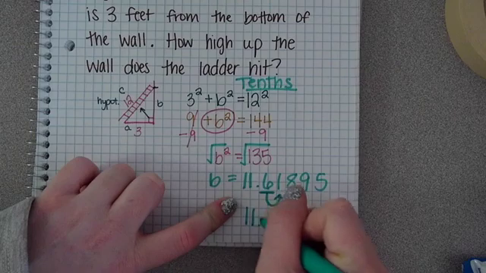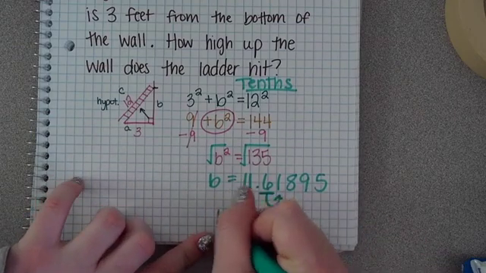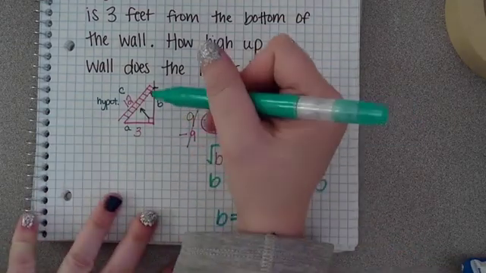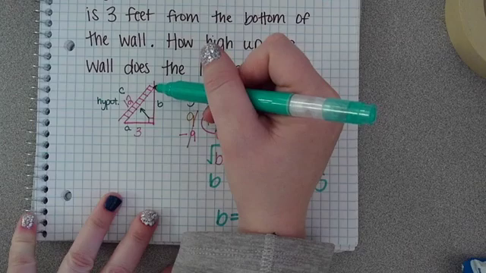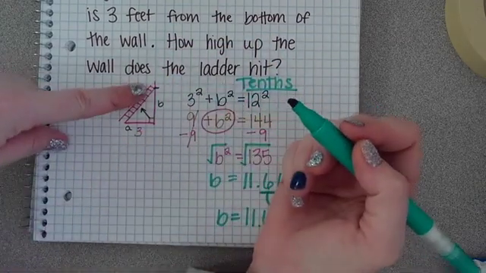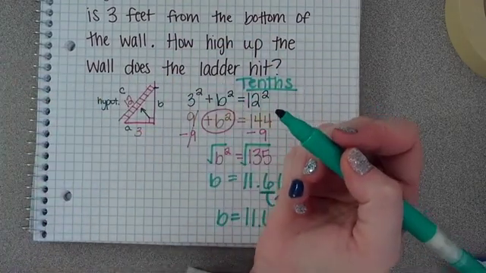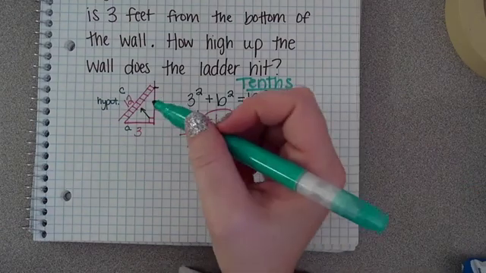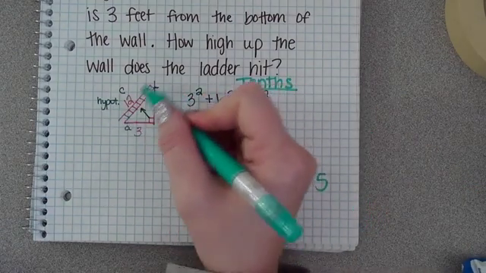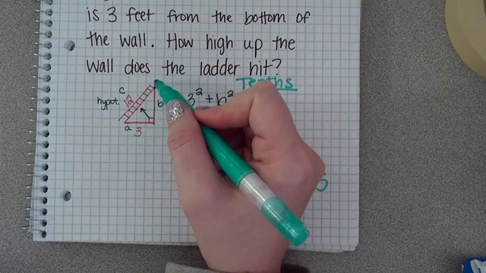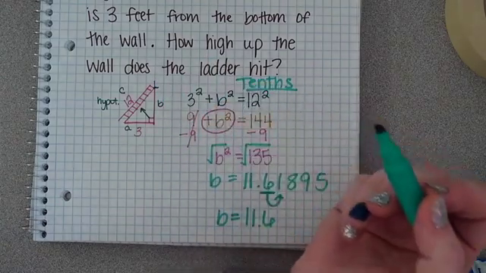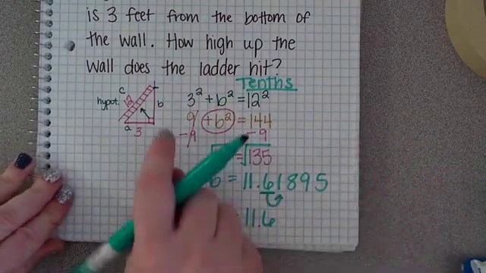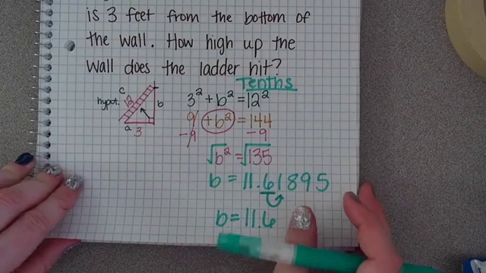Well, it stays the same, so 11.6. So the ladder is 11.6 feet up the wall. You could think about a firefighter trying to decide how long of a ladder they need so that they can get to a window that's so high up. Always draw a picture on these word problems if there's not already one given.